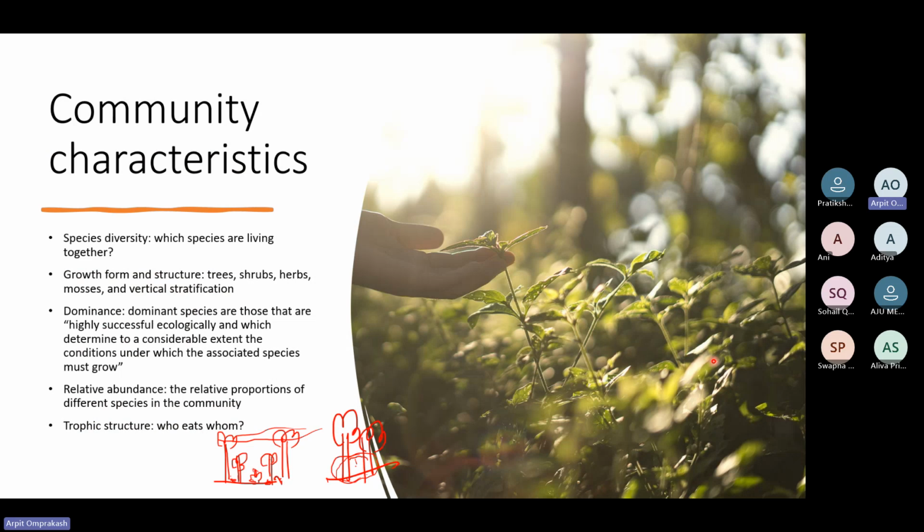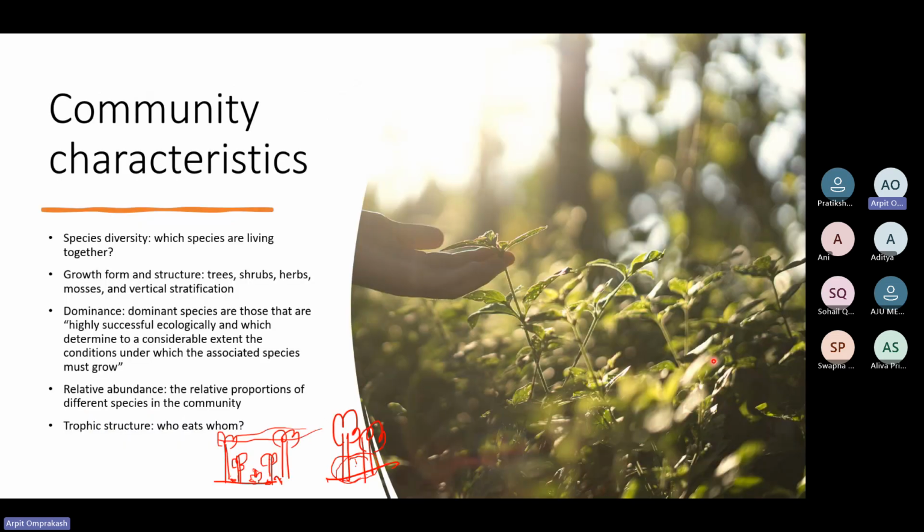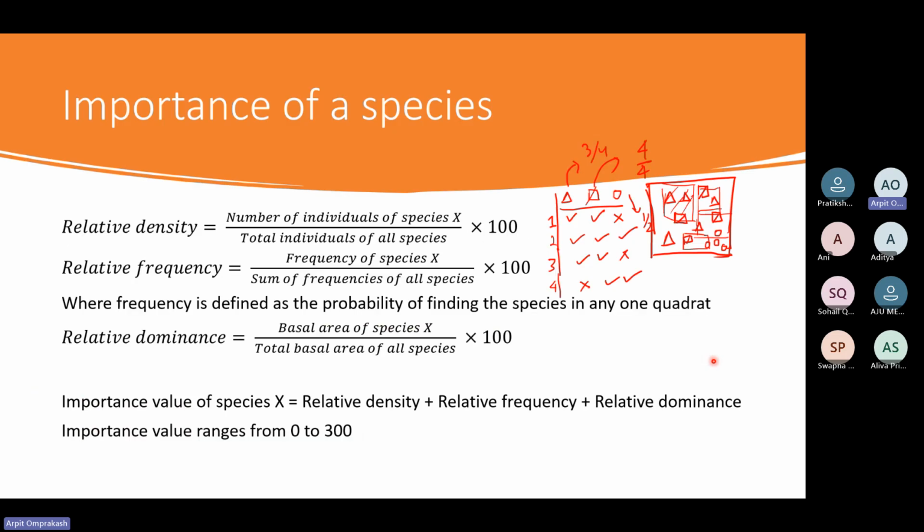Right. Now, community characteristics are things that are different across communities. Attributes are things that are similar across communities. Characteristics are species diversity, growth form and structure, dominance, relative abundance, and trophic structure. Then we talked about how we describe a community using species richness, abundance, and species dominance. Dominance is basically ranking as per abundance, based on the number, basal area, etc. Based on the relative density, relative frequency, and relative dominance, we can assign an importance value to a species X. Importance value ranges from 0 to 100.